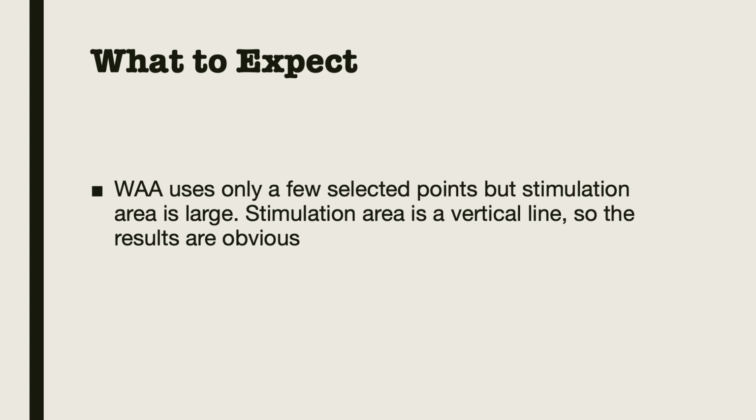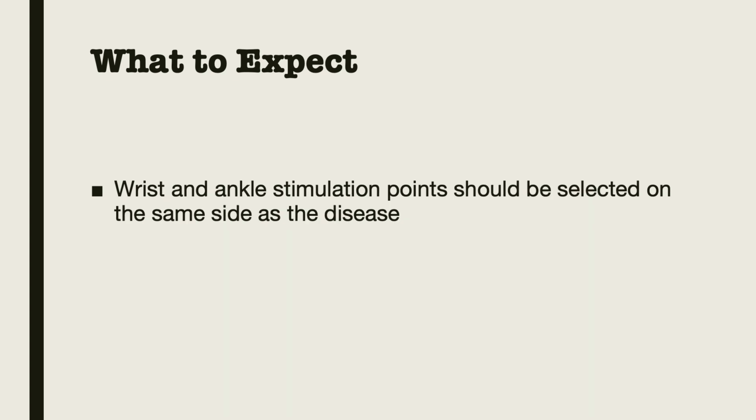Wrist and ankle acupuncture uses only a few selected points, but the stimulation area is large. The stimulation area is a vertical line, so the results are obvious. Wrist and ankle stimulation points should be selected on the same side as the disease.